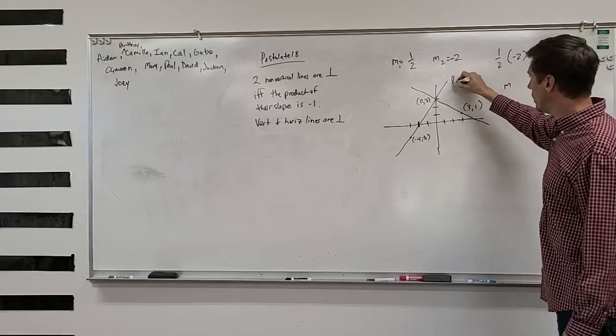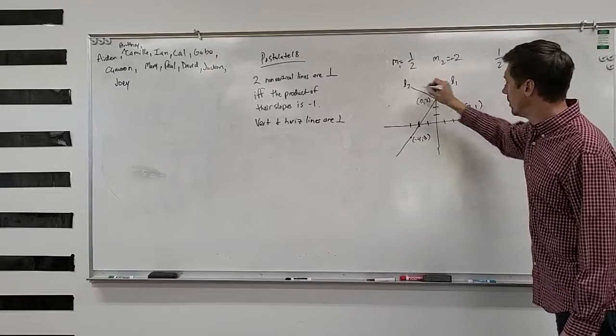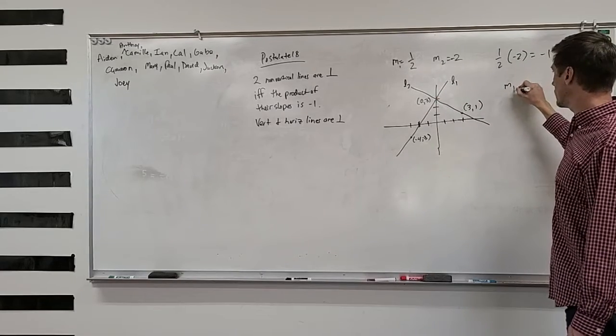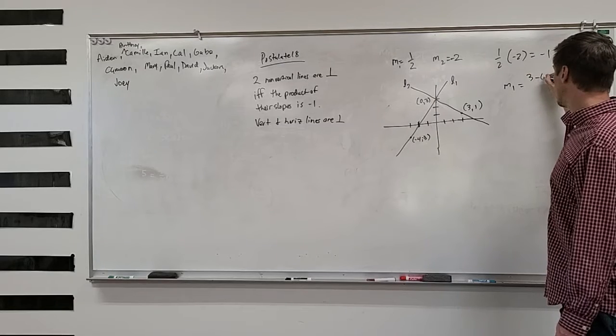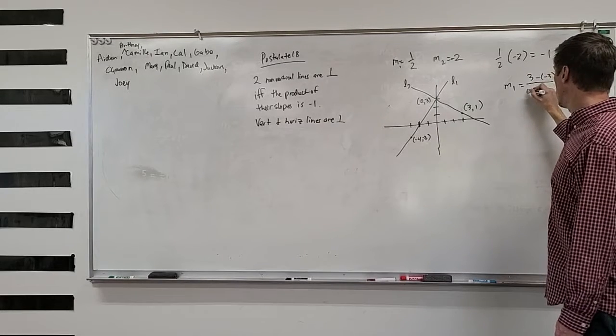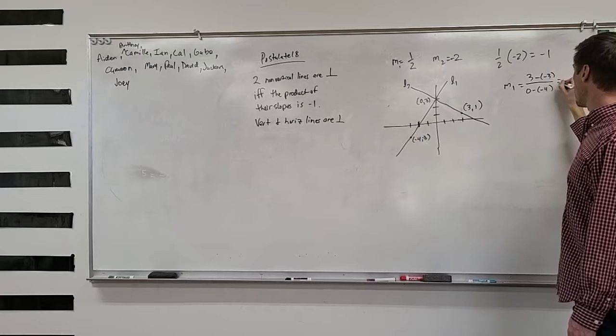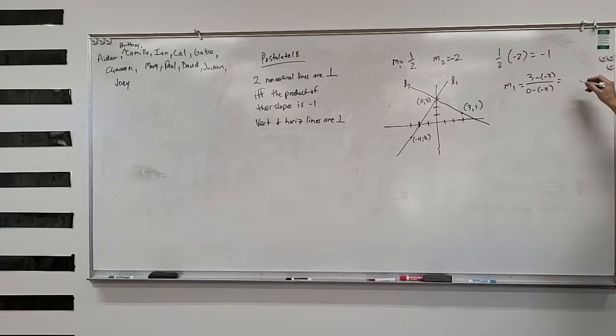We'll label this L1. We'll label this one L2. We're expecting a positive slope for line 1. We do 3 minus -3, and then 0 minus -4. And so for the first one, that's 3 plus 3, which is going to be 6, and that's 0 plus 4, which is going to be 4. So we get 3 halves for the first line. We get a positive slope. That's what we expected. Good.